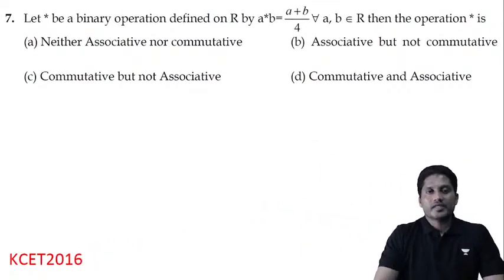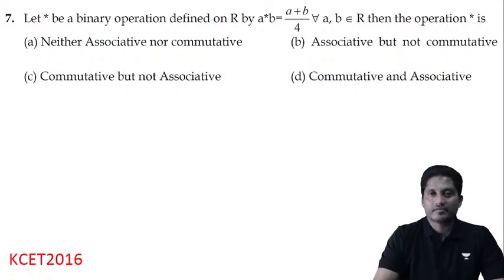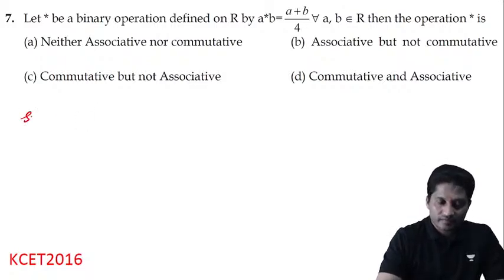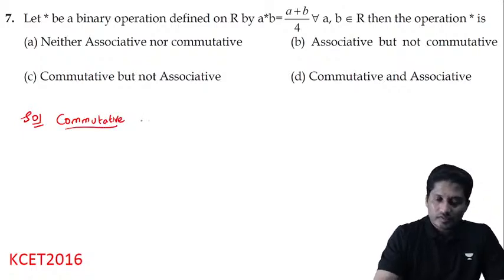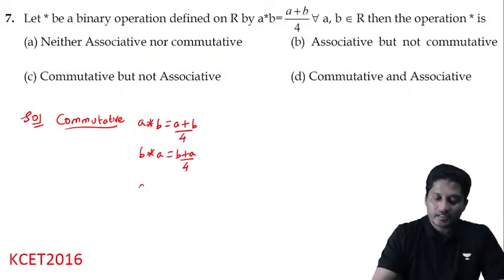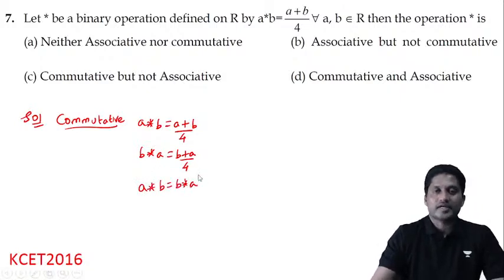Star, a binary operation defined on R by A star B is (A plus B) by 4. You should check whether it is commutative or associative. Okay, now A star B, if I check commutative, A star B is equal to A plus B by 4. Okay, B star A is equal to B plus A by 4. Obviously, A star B is equal to B star A. Commutative. Right, let me check associative.